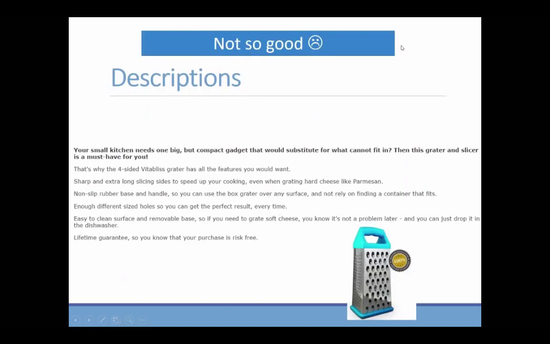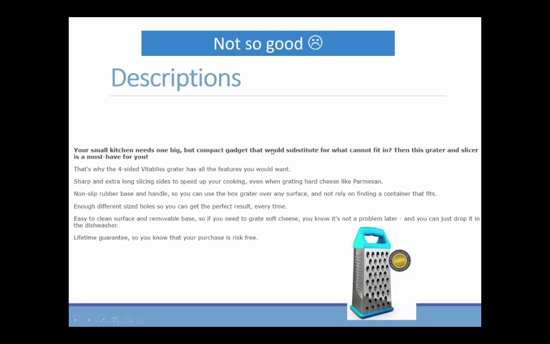So back to our little friend who has the not so good grater. "Your small kitchen needs one big but compact gadget that would substitute for what cannot fit in it." I have no idea what that means. "Your small kitchen needs one big but compact." That's an oxymoron. How can it be big and compact? "That would substitute for what cannot fit in it."